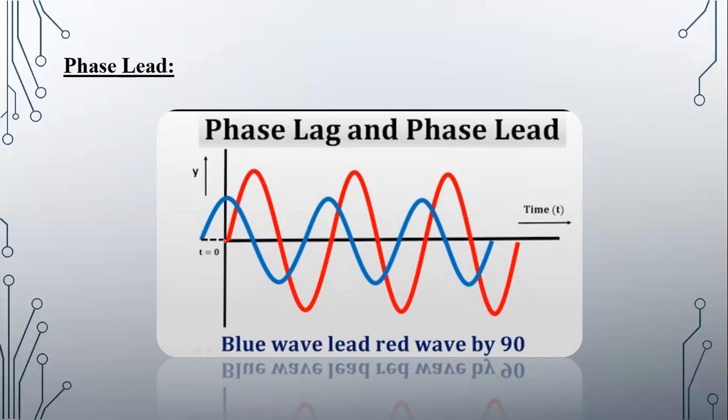When t is equal to 0, phase of red wave is 0. But at the same time, phase of the blue wave is 90 degree. So at this point, they have a phase difference of 90 degree. And this difference will remain same throughout the wave.